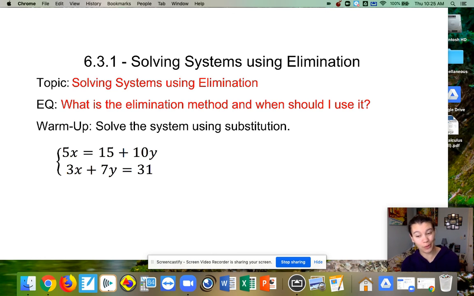Right, so today we're going to talk about the third way to solve systems of equations, which is by using elimination. So, the warm up: solve this first equation using substitution.